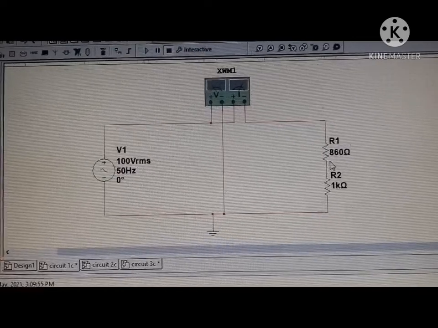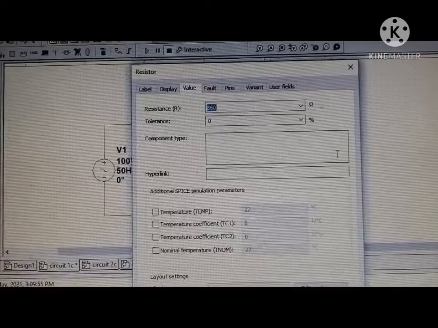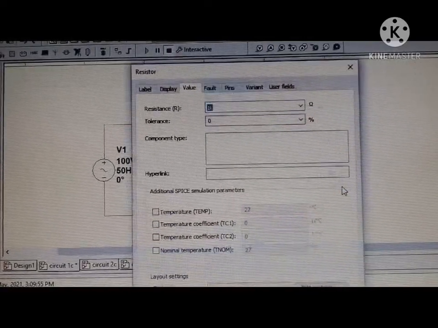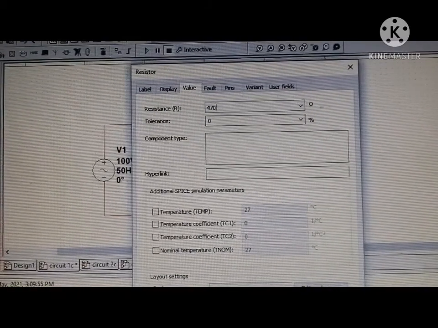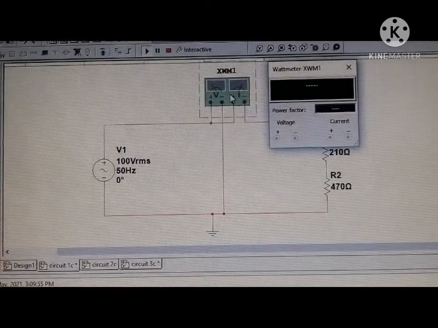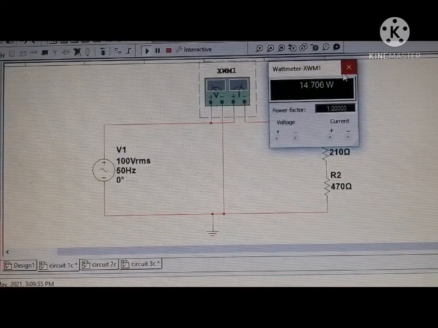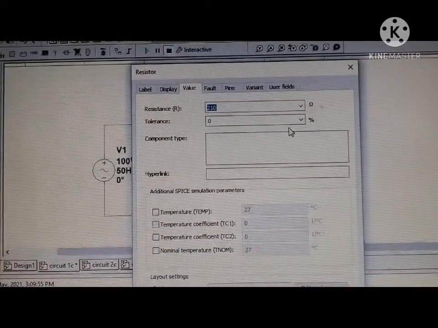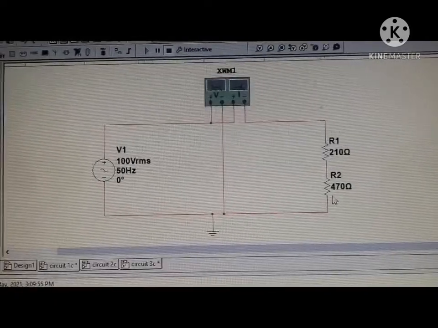Okay, so for the series circuit, we need to change R1 to 210 ohms, and then we need to change R2 to 470. Okay, so run the simulation and then we will get 14.706 watt. Okay, so stop the simulation, change the value of R1 to 210.